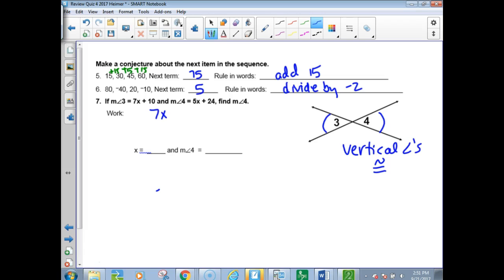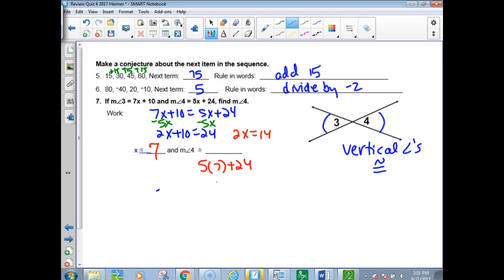So therefore, I did 7x plus 10 is equal to 5x plus 24. Okay. Subtract 5x from both sides, and we would have 2x plus 10 equals 24. We would subtract 10, getting 2x equals 14, divide by 2 and get 7. Once we have 7, it asks us to find the measure of angle 4. So we do 5 times 7 plus 24, which is 35 plus 24, and that gives us 59.